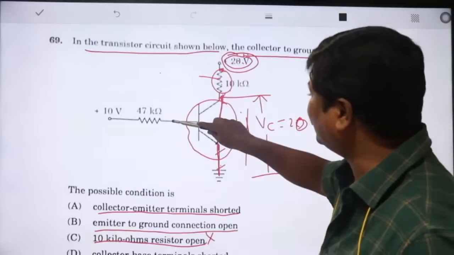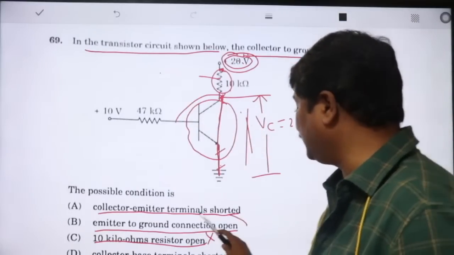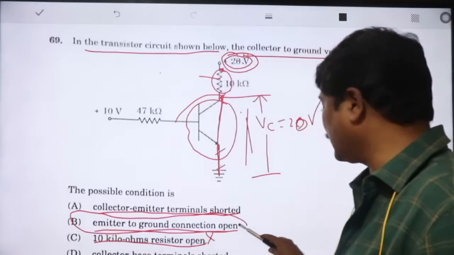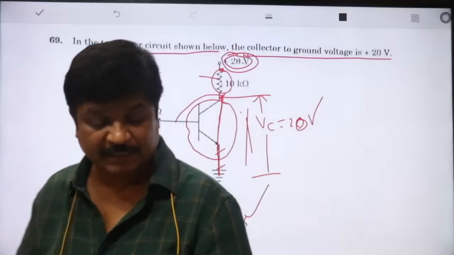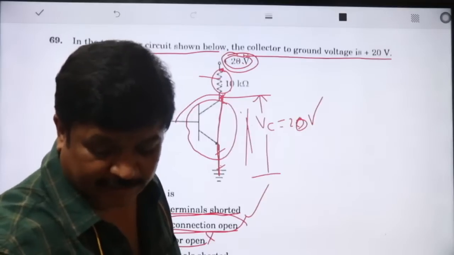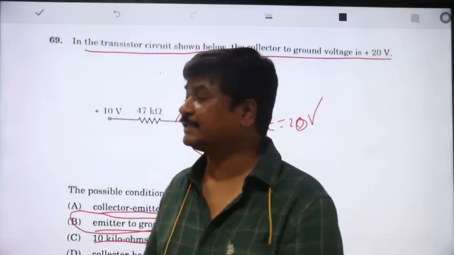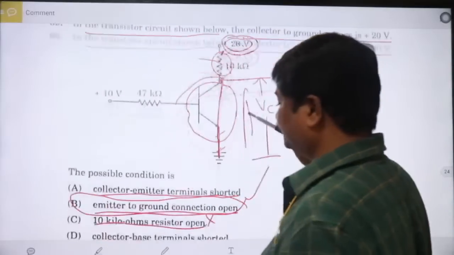Collector to base is shorted. How? When you short this one, you don't get it. So the only possibility is that the emitter to ground connection is open, because we want the collector junction to be open circuit, so the voltage has to appear. For that, this condition is satisfied.